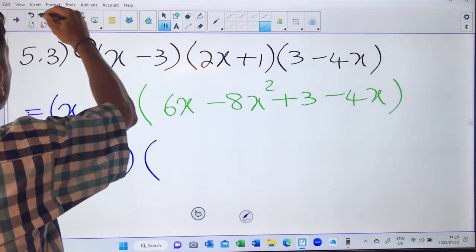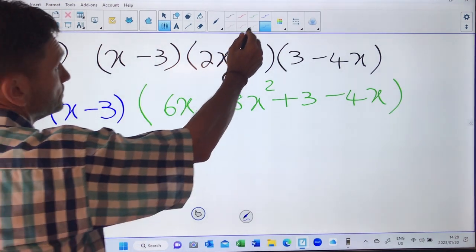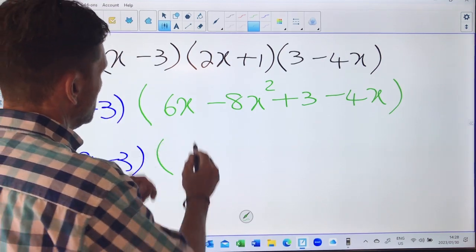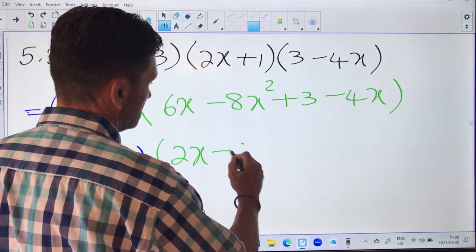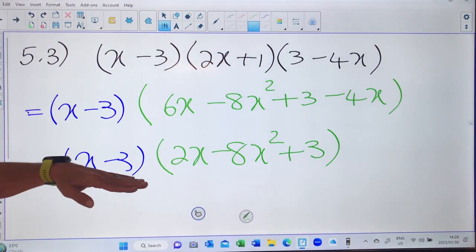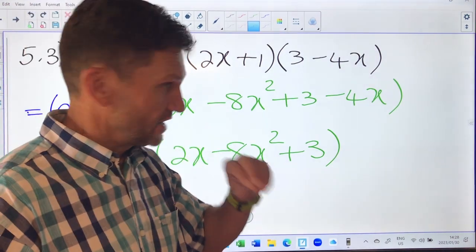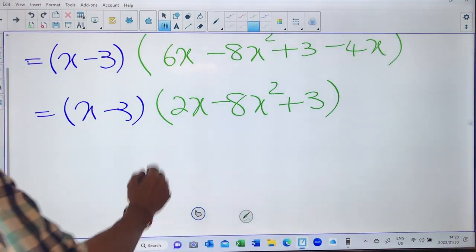I'm going to simplify the inside of this bracket first. So here we have 6x minus 4x is 2x minus 8x squared plus 3. Now we're done with this bracket. It's as simplified as you can get it. So now we're going to multiply this bracket in. Only now we involve this.